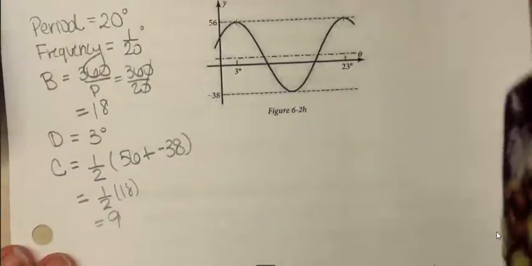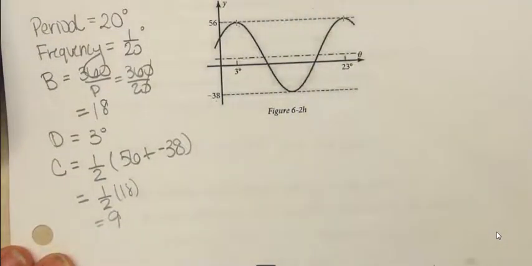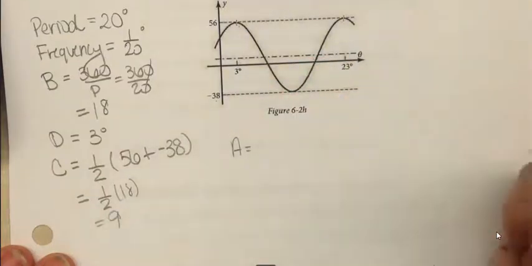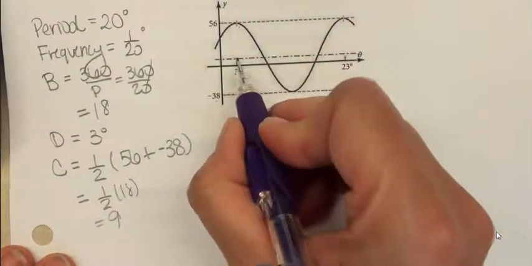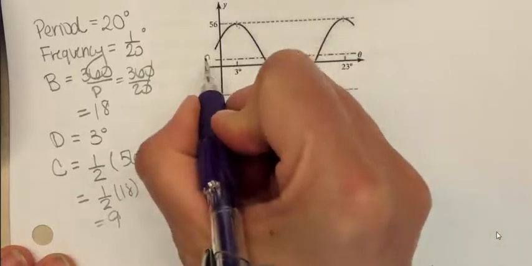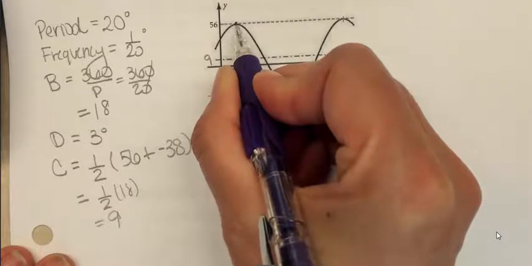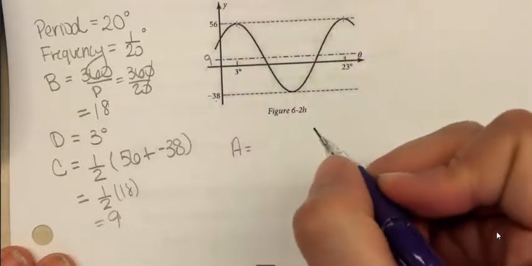And the only other thing we need to figure out is our amplitude. A couple ways you can do that. Now that you know that this is 9, then you ask yourself, well, how far is it up to 56? That ends up giving you 47.